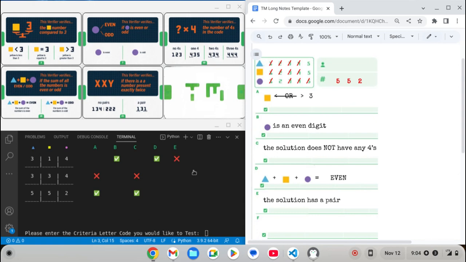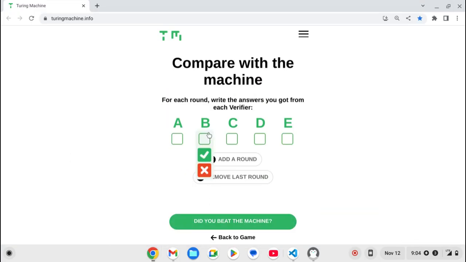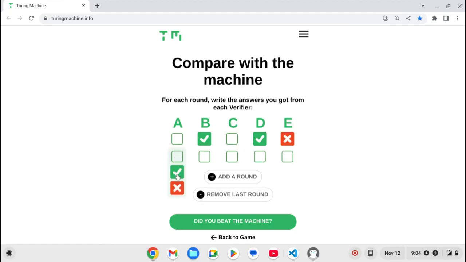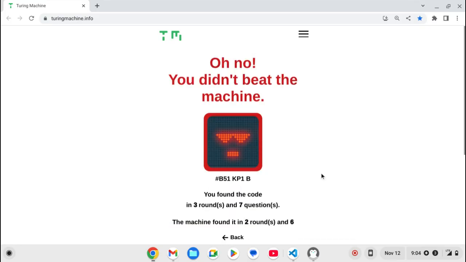And so let's go type it up. So BDE in the first round. So B and D were both correct. E was incorrect. And in the second round, both A and C were incorrect. And then finally in the third round, we got them to be correct. And so no, we did not do it this time. It did take us 3 rounds and 1 additional test.